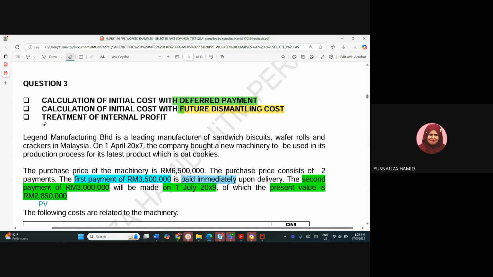So this question combines deferred payment with provision for future dismantling costs, decommissioning, and restoration costs. Take note, yesterday in our first class, I mentioned that deferred payment, if you have incurred some costs where you do not pay for the acquisition of the PPE, but you defer the payment, the present value of the deferred payment must still be included in the calculation of initial costs.